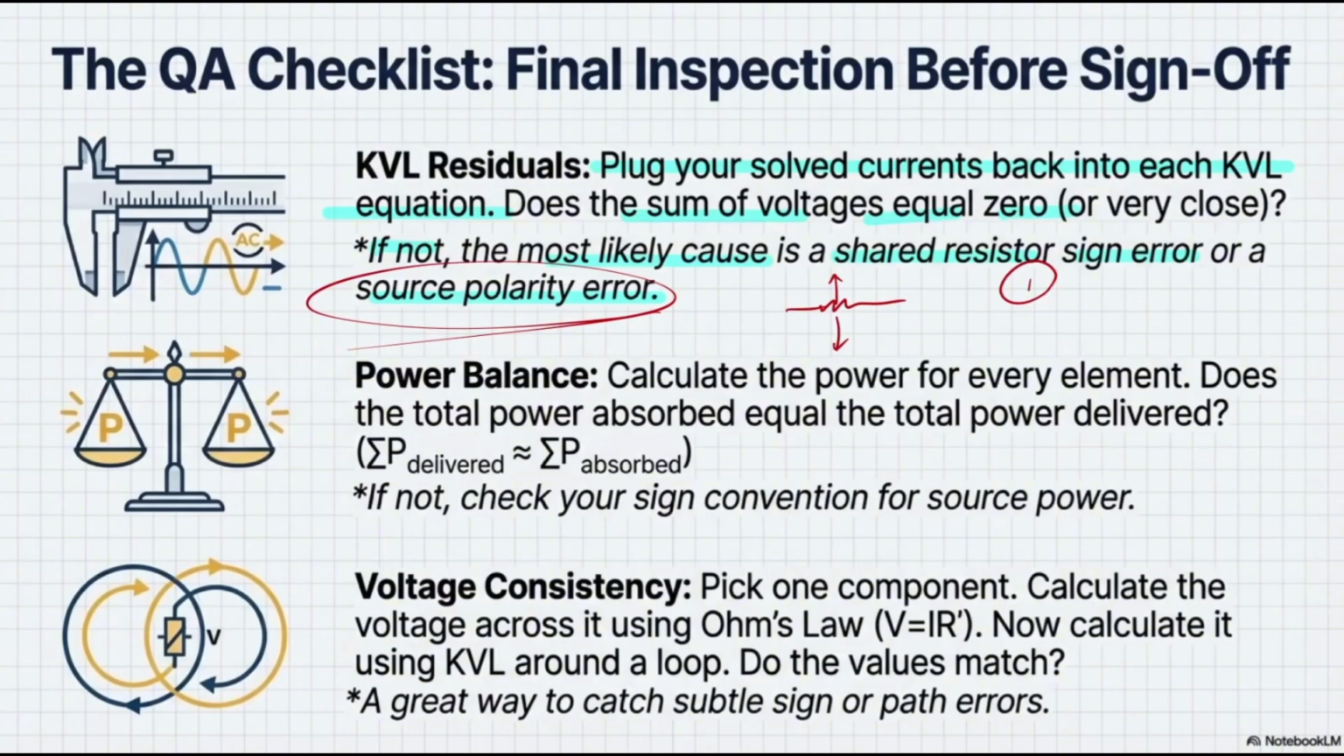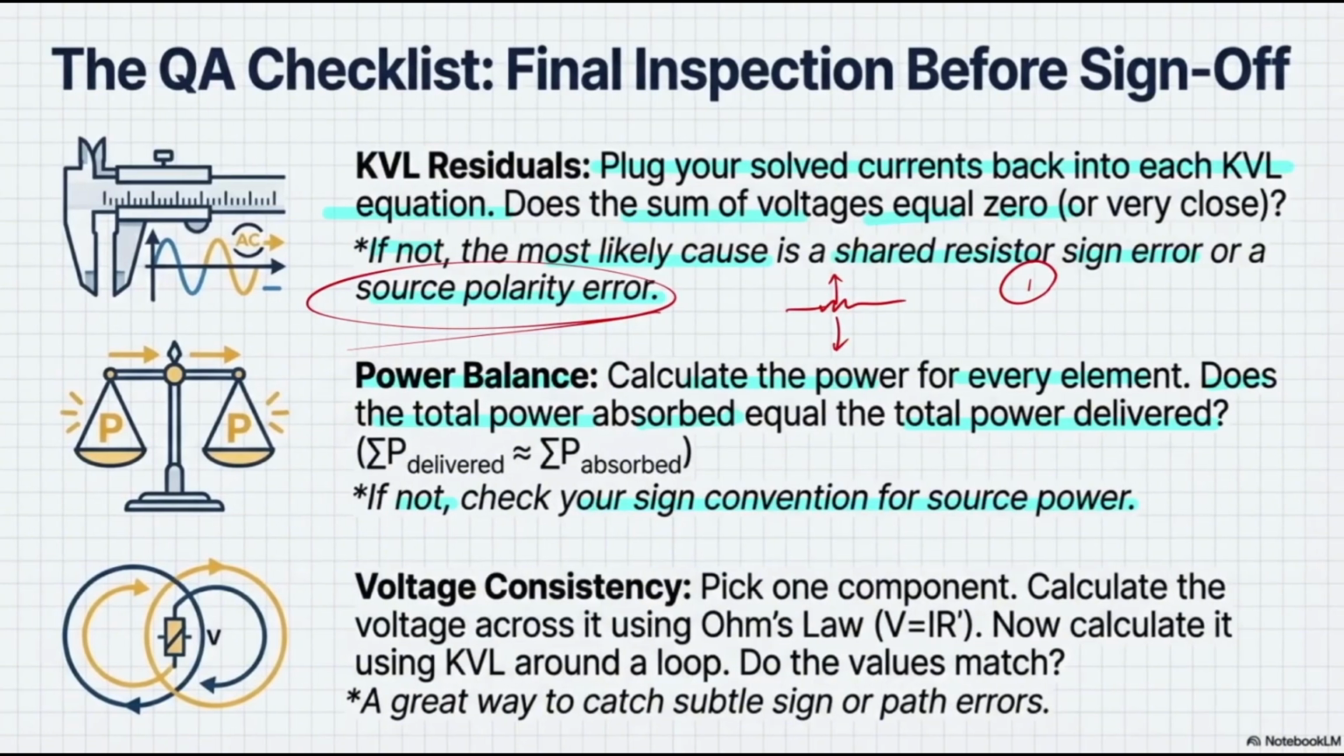Another thing that you can use, which we didn't talk about but is still going to be of good use, is the power balance. It means that you have to calculate the power for every element. The total power absorbed, that is the power consumed by your resistors, is going to be the total power delivered, all of the power that your sources produce. If not, you have to change the sign convention for the source.